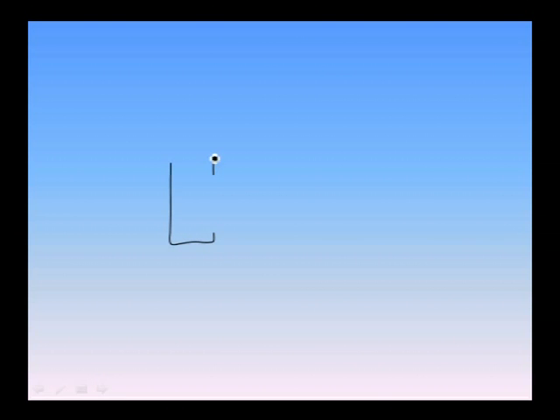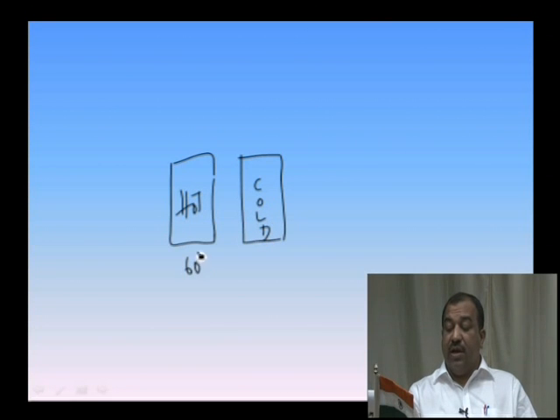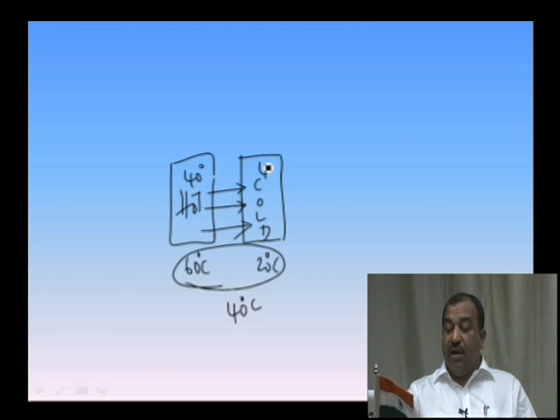So, now you take a hot body, and consider another body which is cold. This is about 60 degree centigrade and this is about 20 degree centigrade. Bring them together, the heat starts flowing from hot body to cold body till how long? Till the temperature of both becomes 40 degree centigrade. Like 60 plus 20, 80 by 2, 40, the equilibrium condition is achieved. This is what we call thermal equilibrium.